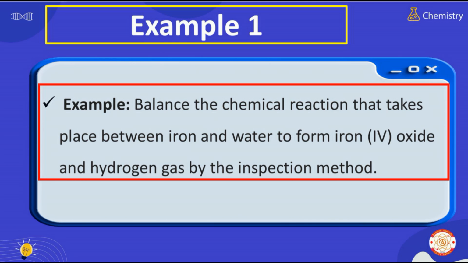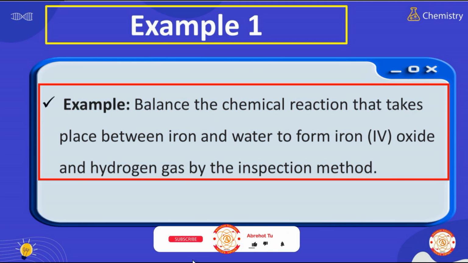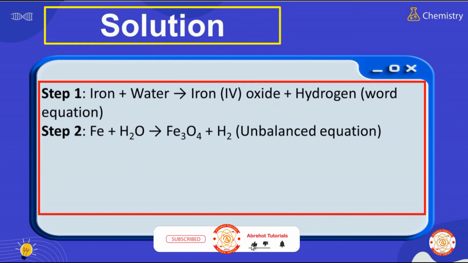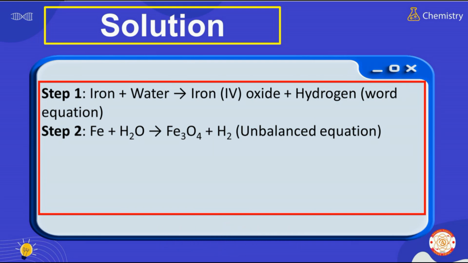Let us try this together. Balance the chemical reaction that takes place between iron and water to form iron peroxide and hydrogen gas. So this is the unbalanced chemical equation. Now we are going to assign coefficients.